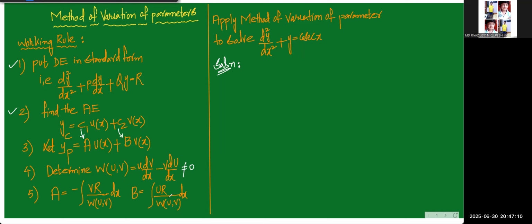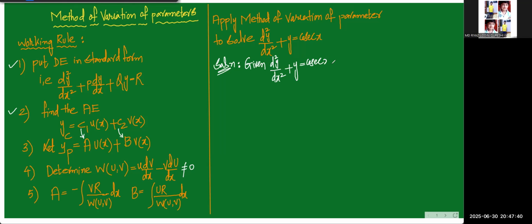Okay, so let us do one question so that you can get the idea about this problem. In our question, it is clearly mentioned that we have to apply variation of parameters to solve this differential equation. So we are taking that in step number 1: d square y by dx square plus y is equal to cosecant x.